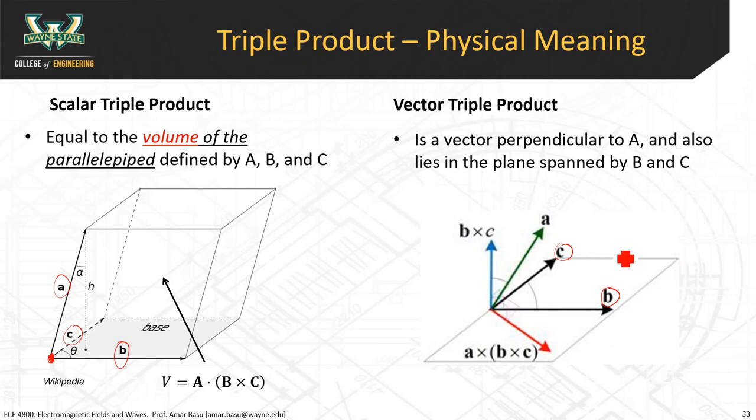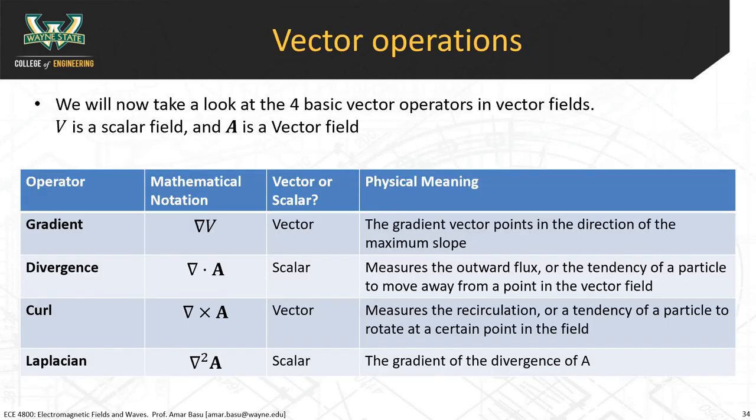B and C are both part of that plane, and A cross B cross C is a vector that is perpendicular to A. And A cross B cross C is also a vector that's perpendicular to the plane that's spanned by B and C. All right? Okay, so those are the definitions of the triple product.